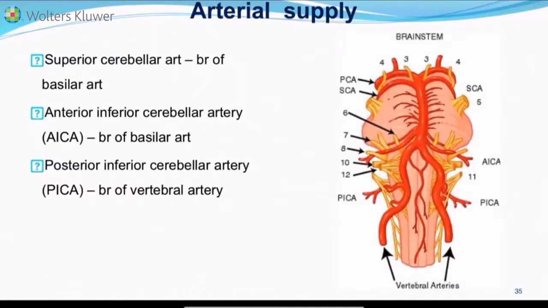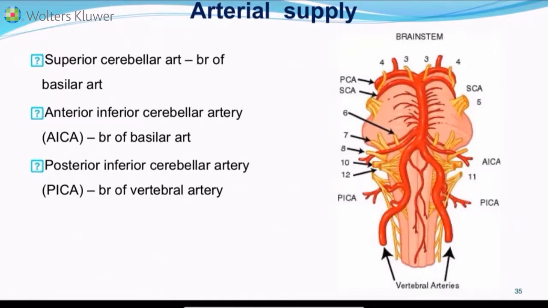Having finished with most of the cerebellum, now moving on to the blood supply. Its arterial supply is the superior cerebellar artery, a branch of the basilar artery; the anterior inferior cerebellar artery, AICA, a branch of the basilar artery again; and the posterior inferior cerebellar artery, PICA, a branch of the vertebral artery. So these are the main arteries supplying the cerebellum.